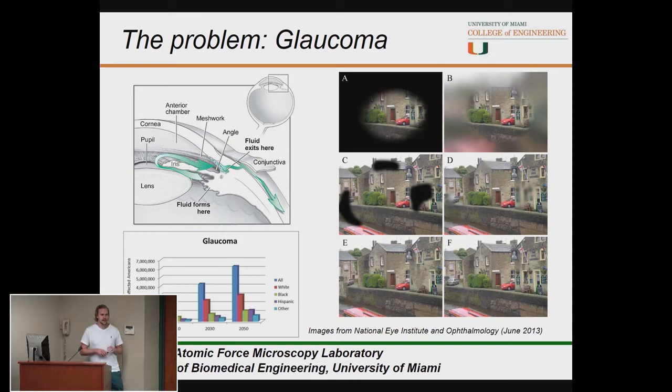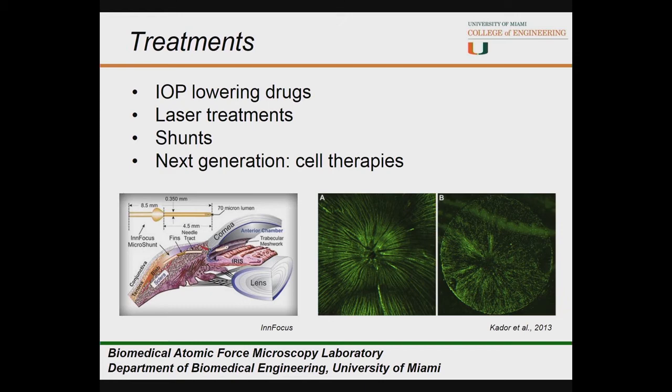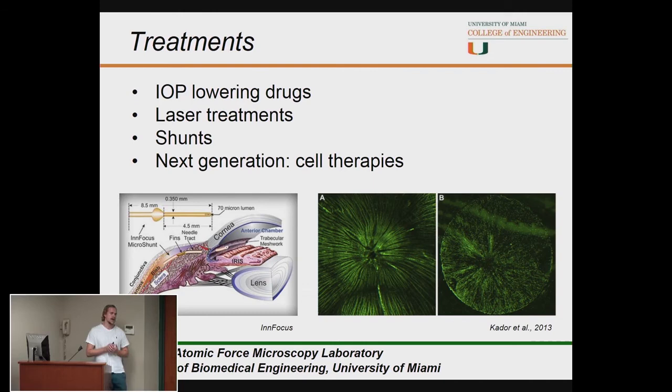So, right now, there are several treatments that can be used to slow the progression of glaucoma. Intraocular pressure lowering drugs, since high intraocular pressure is one of the main drivers of glaucoma, so these lower the pressure to reduce the damage, as well as laser treatments and shunts. However, these treatments suffer in many ways.